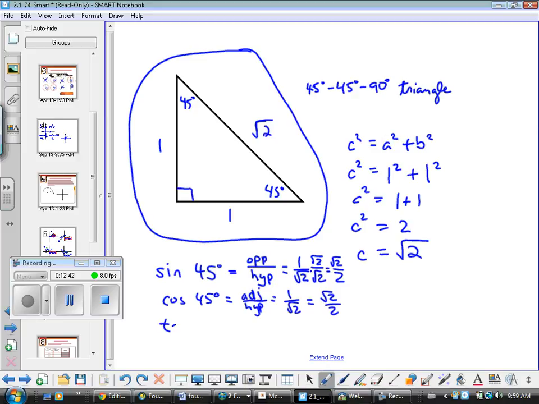And tan of a 45-degree angle is opposite over adjacent. Opposite the 45-degree angle is a side with a length of 1, and adjacent to it is a side with a length of 1. So the tan of a 45-degree angle is 1. That in a nutshell is the special right triangle, the 45, 45, 90 triangle.